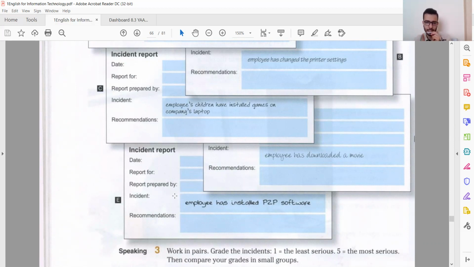Okay. The last one, employee has installed P2P software. This employee installed P2P, person-to-person software.